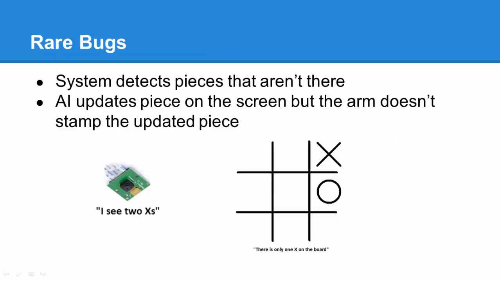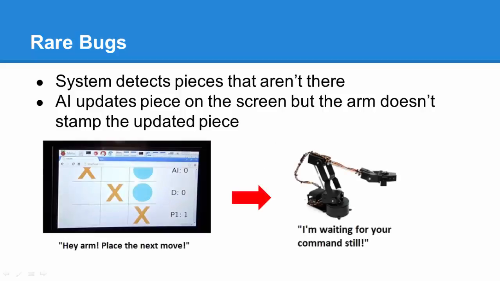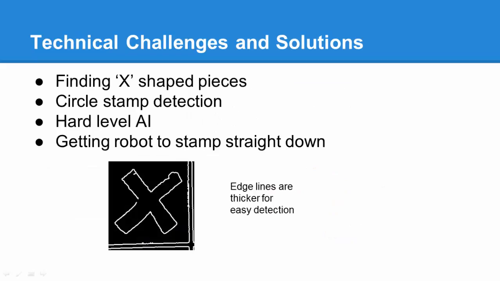On rare occasions, the system detects a piece that is not there because it either caught a glimpse of the robot arm or it did not crop the game board correctly for the X-shape detection. On occasion, the AI updates a piece on the screen, but the arm does not stamp the updated piece. This error has only occurred twice in all of our test runs, but we have not figured out why.